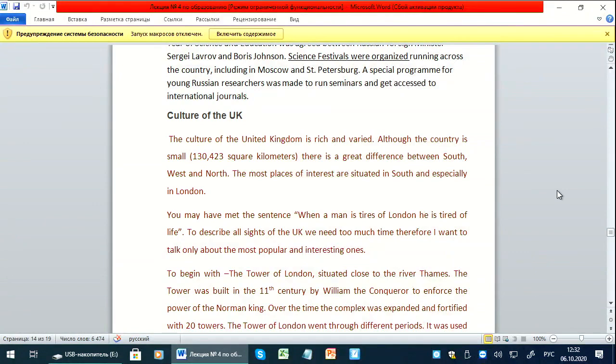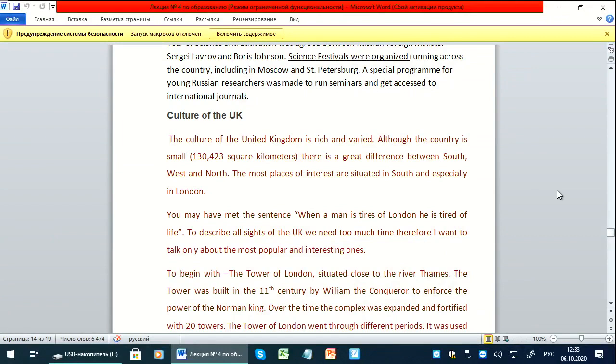To begin with, the Tower of London, situated close to the River Thames. The tower was built in the 11th century by William the Conqueror to enforce the power of the Norman king. Over time, the complex was expanded and fortified with 20 towers.